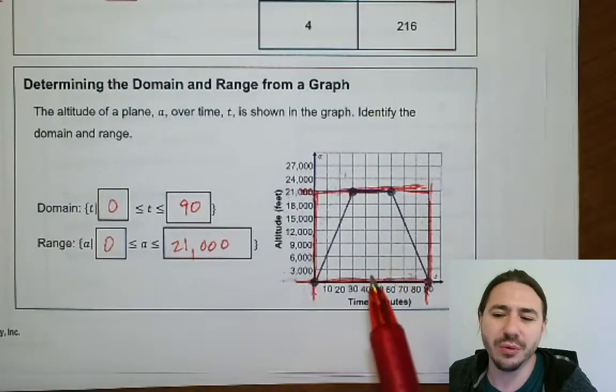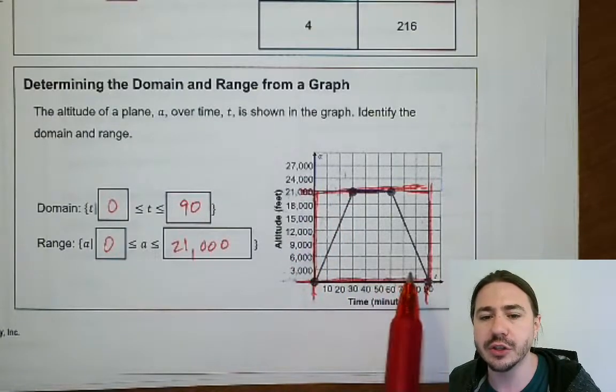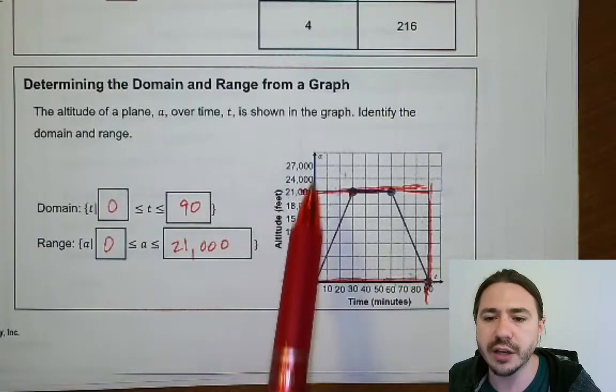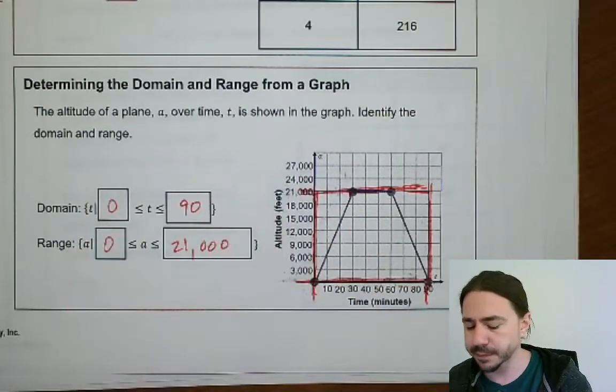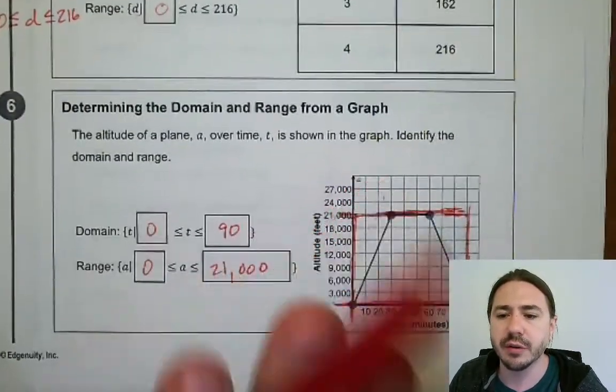So either way you want to approach that is fine, but you do want to make sure that you understand that the domain is going along your horizontal axis and the range is going along your vertical axis. So this is an example of a table coming from an equation. Here's an example of a graph.